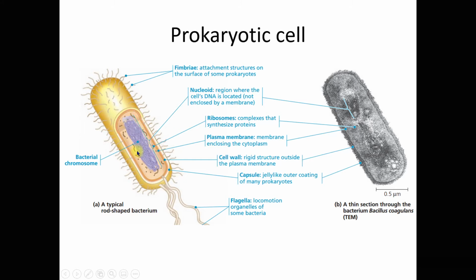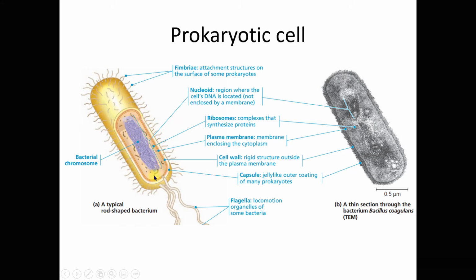Now the nucleoid is where the bacterial chromosome can be found. You can see their chromosome here, made up of DNA. Now, there are many ribosomes. You can see this tiny circular thing here. These are the ribosomes, and as you have learned before, they are complexes that synthesize protein through the translation process.